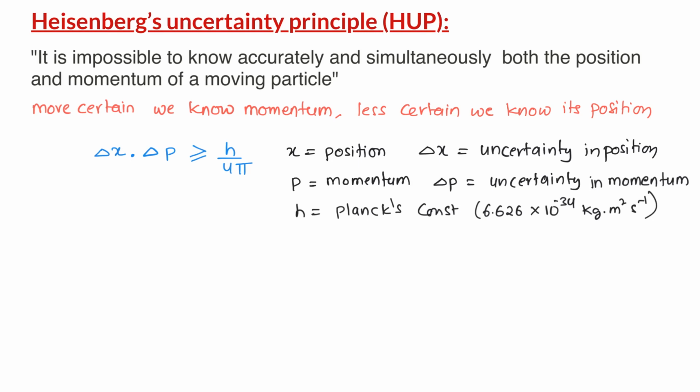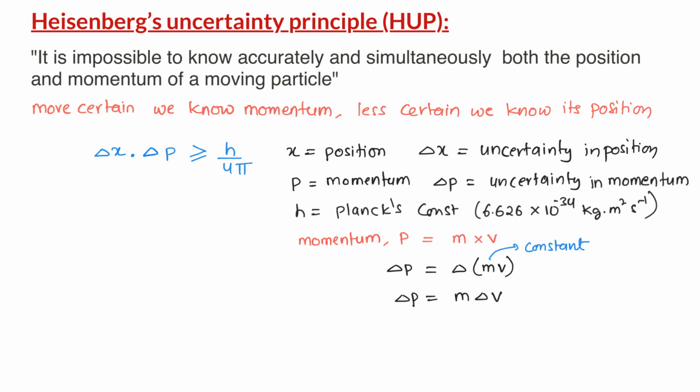As we learned earlier, momentum of a particle p is equal to its mass times velocity. Therefore, we can write delta p is equal to delta mv. Mass of the particle remains a constant, or uncertainty in its mass is 0. Therefore, we can write delta p is equal to m delta v.